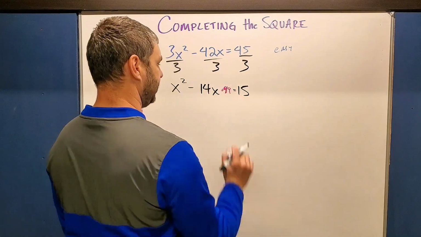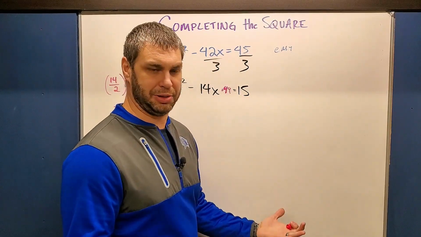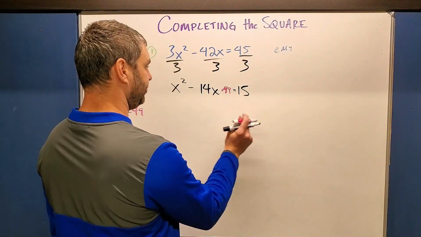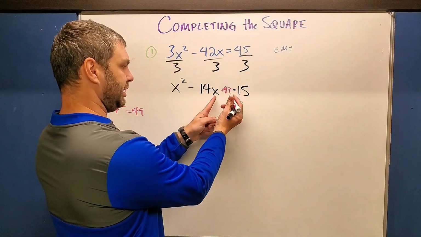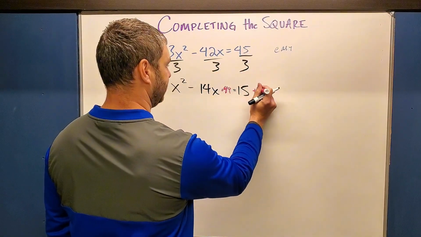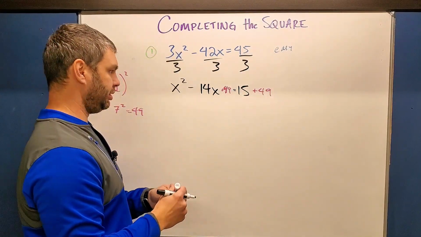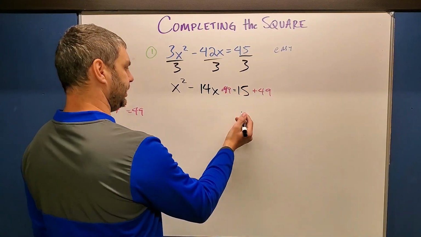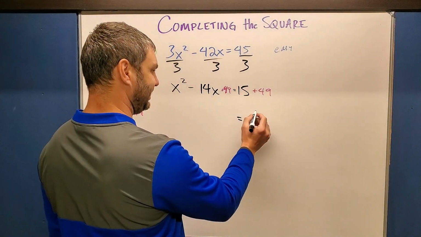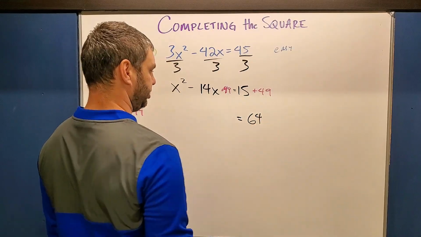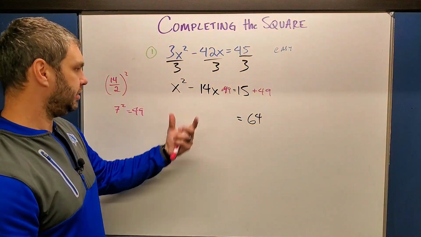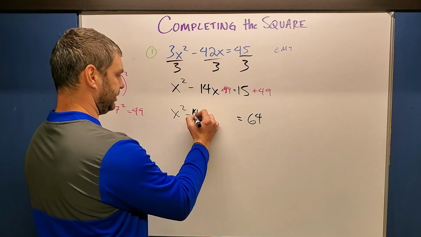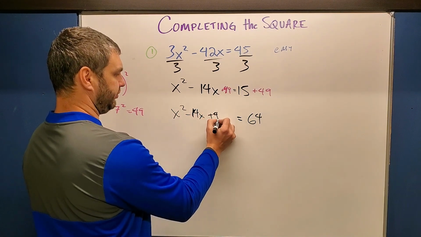Now, if you've done math for any length of time, you know that you can't just add something to an equation unless you do it to both sides. Then it's still equal. Right now, this equal sign is not true because there's not a pink part over there. I have to also add 49 to both sides. All right, what happens when I do that? Well, the right side, of course, is going to be 64, which is going to turn out nice here in a little bit. The left side, let me just rewrite this, is going to be x squared minus 14x plus 49.